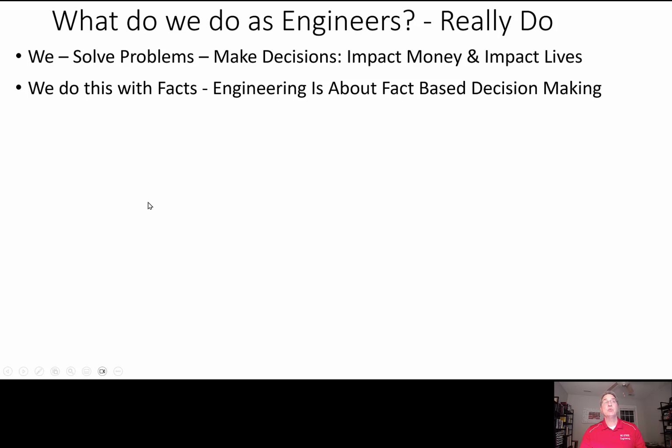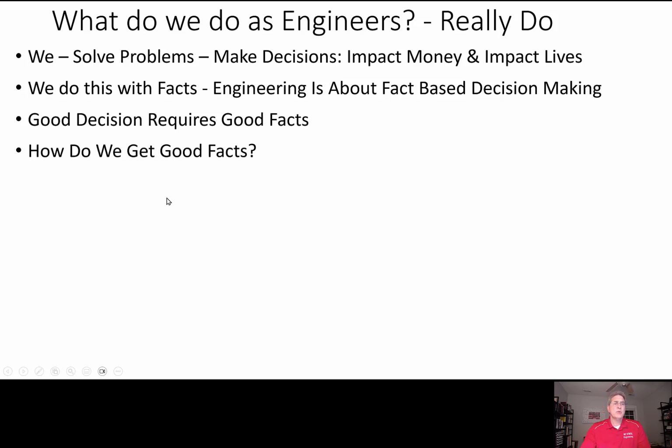So we do this with facts. You've been in school long enough to realize that engineering is all about fact-based decision making. So for a good decision, we need good facts. So how do we get good facts? If we need facts from a person, we go and talk to them. And dependent upon their answer, if it seems a little uncertain, we may go and talk to someone else. And we continue to talk until we have that warm, fuzzy feeling that we have good, solid information that we can use to then do our analysis or whatever to make a decision to solve the problem.